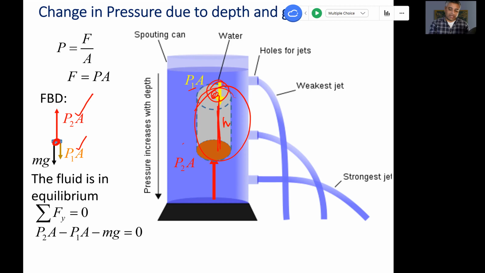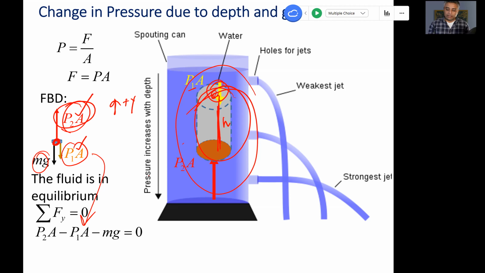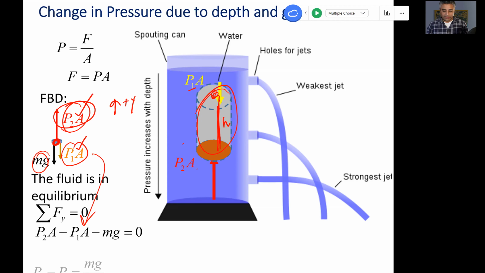That means I can write this as a positive by assuming up as a positive. P2A is positive. When I assume that, P1A gonna be negative, and mg also gonna be negative. That's the net force. And since this thing is in equilibrium, or here object of interest is cylindrical water column, it's in equilibrium means net force is 0. So I'm factoring A out from these 2 terms. But before that, I'm moving this mg on this side. It becomes positive mg. And then I'm factoring A out and bringing that A down here.